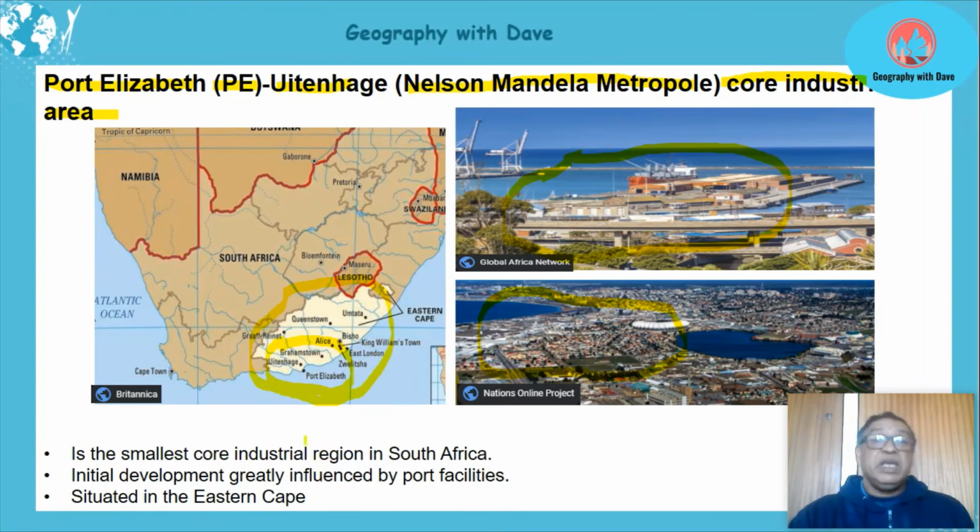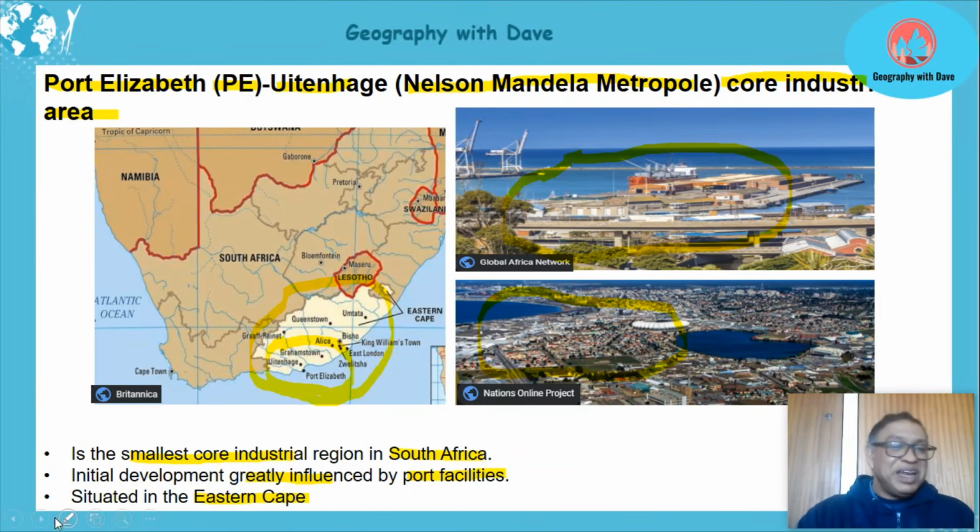Now let's look at some facts. It's the smallest core industrial region in South Africa. Now, please, learners, I said smallest. I didn't say insignificant. Its contribution is huge also. It's only one of 4 core areas, so its contribution is huge. So please do not get the wrong impression. And the initial development was greatly influenced by the port facilities. Obviously, if you've got a port there, industries want to be there: cheaper costs of importing certain things they need and exporting. And of course, it's situated in the Eastern Cape.